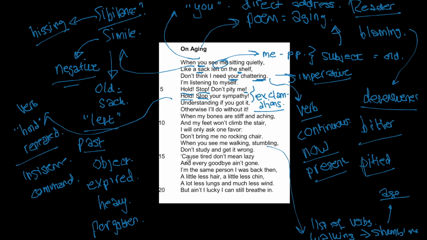Don't study and get it wrong, because tired don't mean lazy, and everybody ain't gone. Notice the informal language. You get this sense of spontaneousness, as if the speaker is thinking of new things and saying them, she's spewing them out. This also matches with the structure of the poem. It's all one big block. It's almost a speech. It's almost coming to the speaker, and she's thinking of new things to say and almost spewing out her bitterness and her defensiveness.